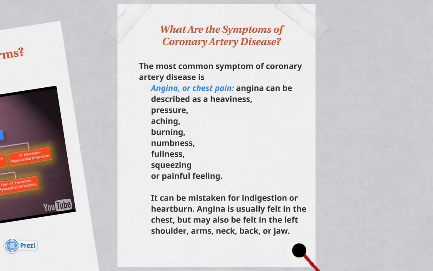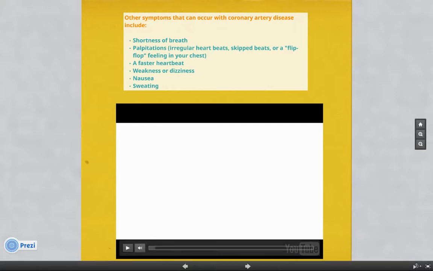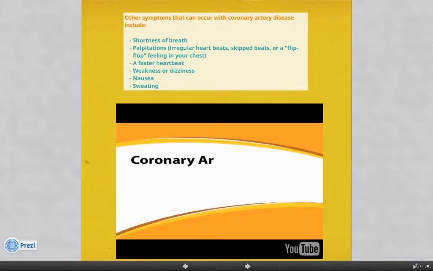Angina is usually felt in the chest, but may also be felt in the left shoulder, arms, neck, back, or jaw. We have other symptoms that can occur with coronary artery disease. These symptoms are shortness of breath, palpitations, a faster heartbeat, weakness or dizziness, nausea, and sweating. Let's watch this video that can explain this better.